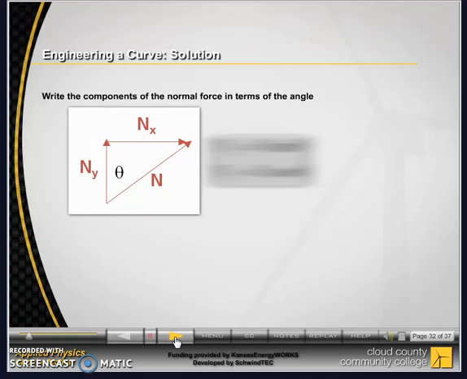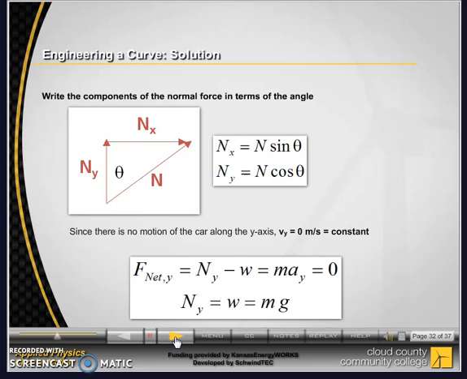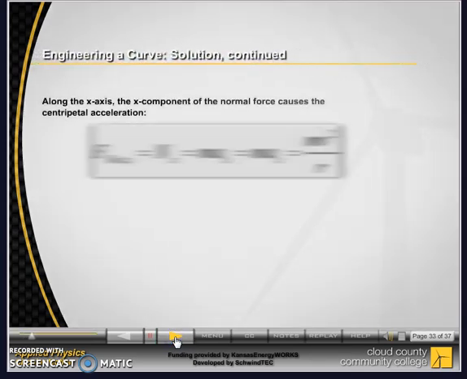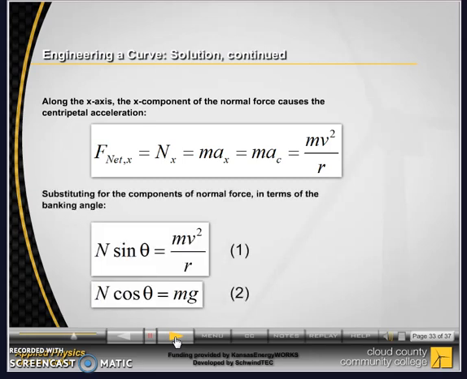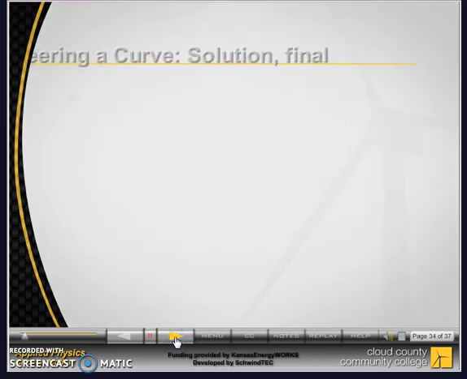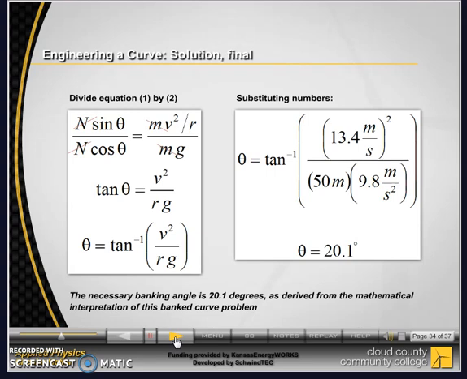Now we would write the components of the normal force in terms of the angle. Since there is no motion of the car along the y-axis, v sub y equals 0 meters per second equals constant. This means there is no component of acceleration along this axis. Along the x-axis, the x component of the normal force causes the centripetal acceleration. Substituting for the components of normal force in terms of the banking angle, we get this. Next, we divide equation 1 by equation 2. The necessary banking angle is 20.1 degrees, as was just derived from the mathematical interpretation of this banked curve problem.